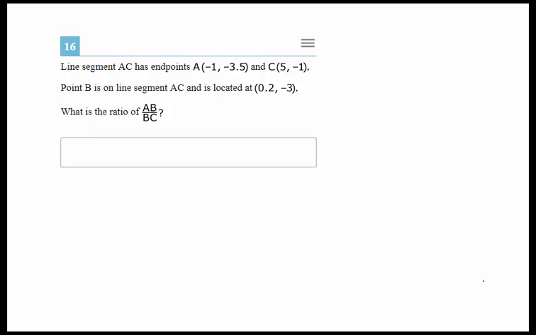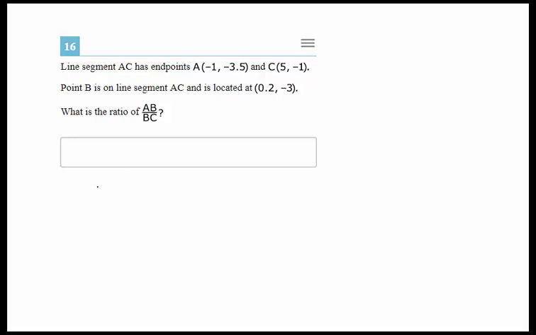Line segment AC has endpoints A at (-1, -3.5) and C at (5, -1). Point B is on line segment AC and is located at (2, -3). What is the ratio of AB to AC?